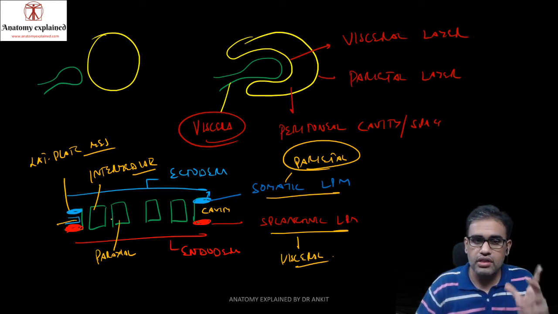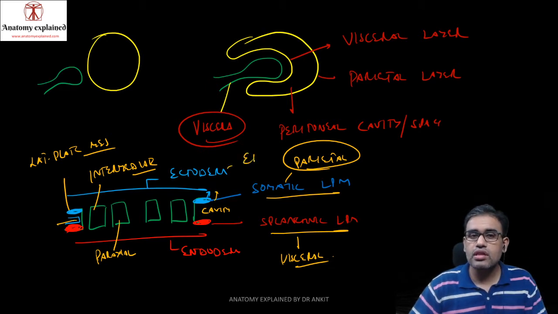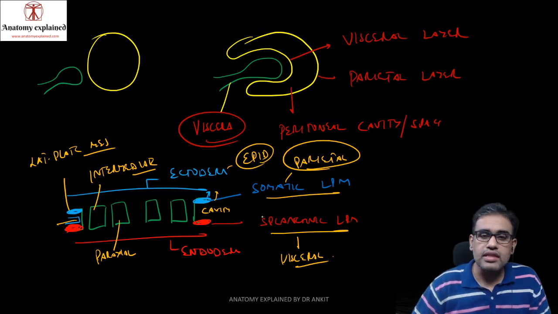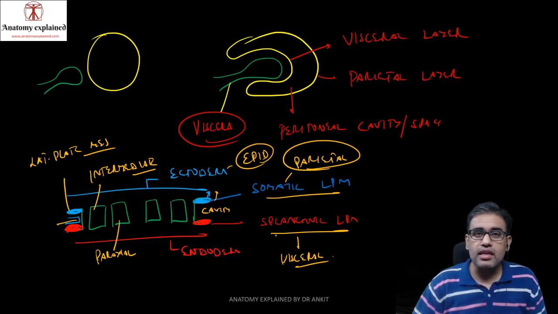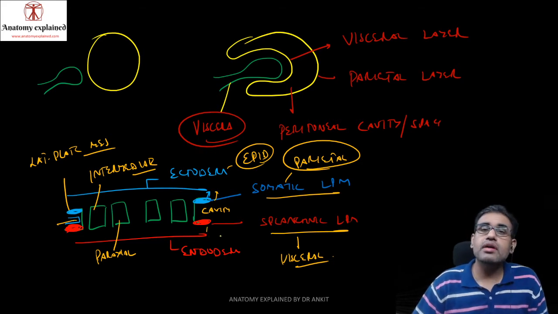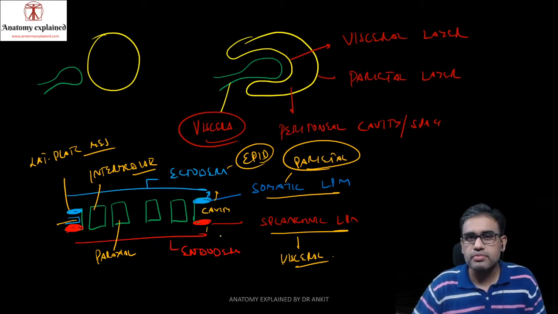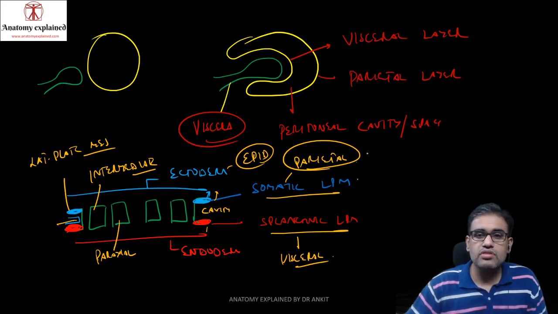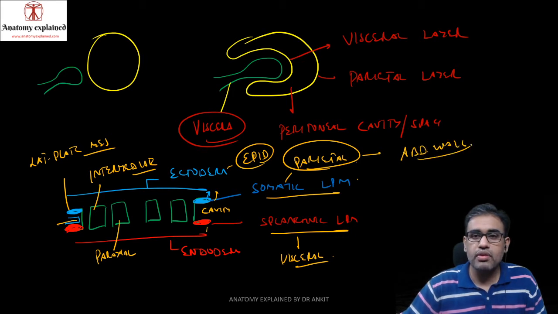Now, if you understood this much, you also have to appreciate that this somatic layer is going close to the ectoderm, which forms the outside body wall, the epidermis. It's towards the skin, that is your body wall. This splanchnic layer is going towards the viscera. Viscera is your gut tube or any part of the abdominal viscera, as we are talking of peritoneum. So the somatic layer which forms the parietal layer forms a part of the abdominal wall.